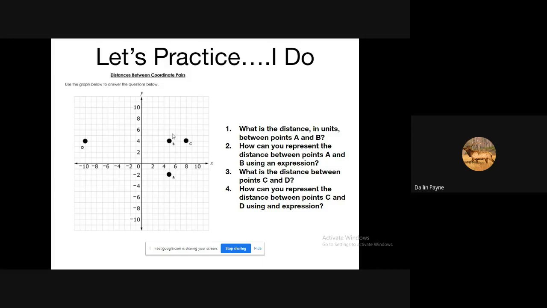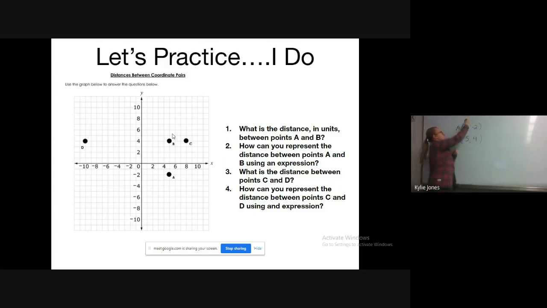5, 4 because X goes first and then Y goes next. Good. So it would be 5, 4 because you do your sideways distance first. So we went to the right 5, which is a positive 5, and then we went up 4. So that gives us a positive 4. And like Alan was saying, your X's always go first in your ordered pair, and your Y's always go second.